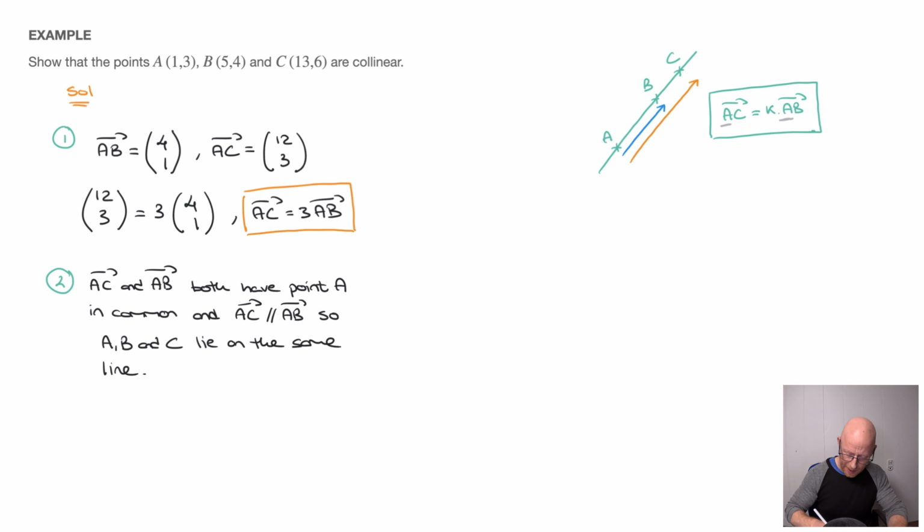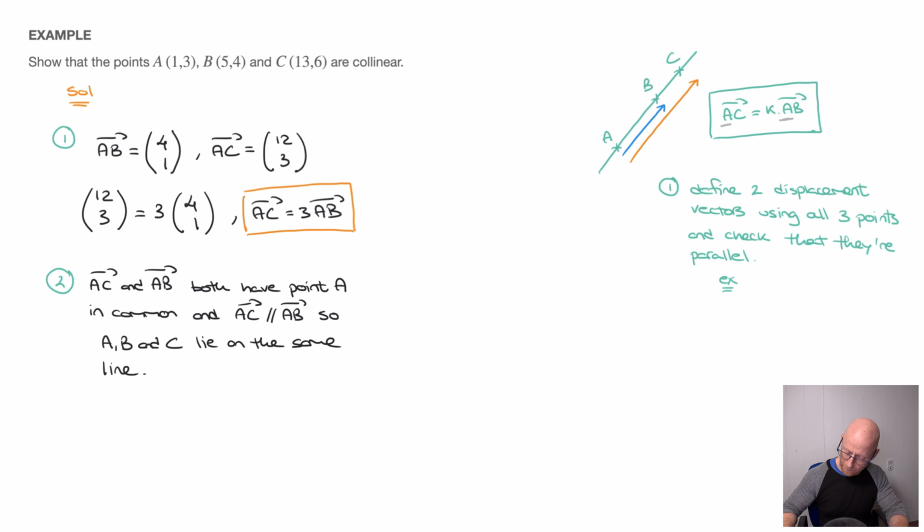That's how we can show that 3 points are collinear, meaning that 3 points lie on the same line. And so to finish, what I'll quickly do on the right-hand side here is summarize those 2 steps. So in case you want to make notes, here they are. Step 1 is to define 2 displacement vectors using all 3 points, and check that they are parallel.